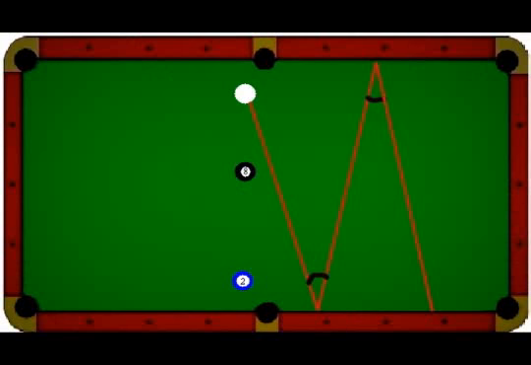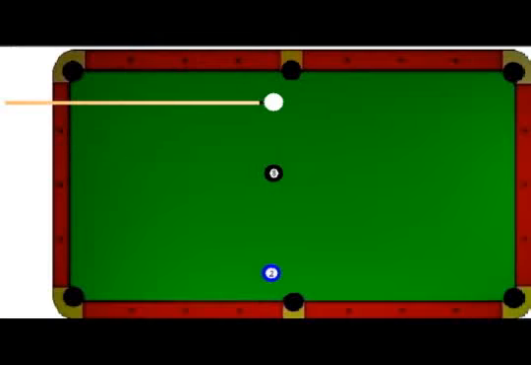So, we're here at Bird Jungle where the pool master has just taught me how to make a bank shot. As you know, when the cue ball hits the bumper, it rebounds at the same angle that it came in. You need to find this point.